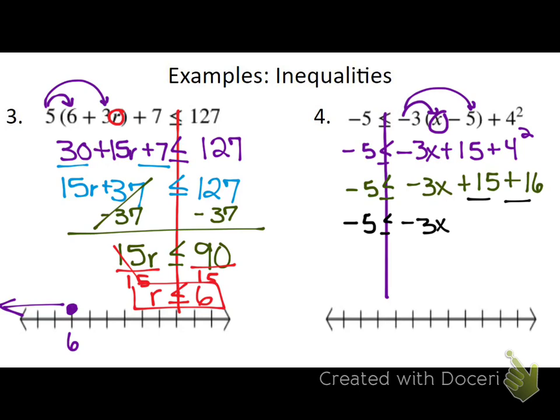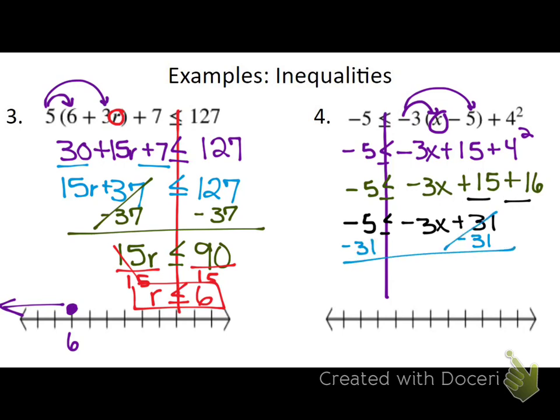So what's 15 plus 16? 31. Positive 31, right? Yep. Okay. From here, how do I still need to work to get my variable by itself? So I undo any addition or subtraction first. So what does that mean I have to undo first? 31. Okay, how do I undo that? Minus it on both sides.